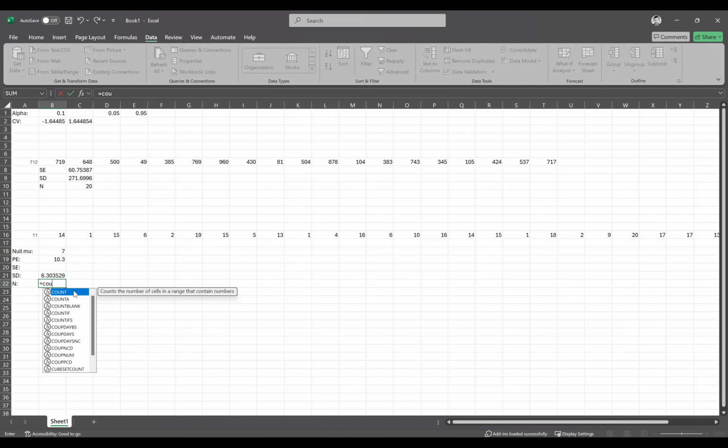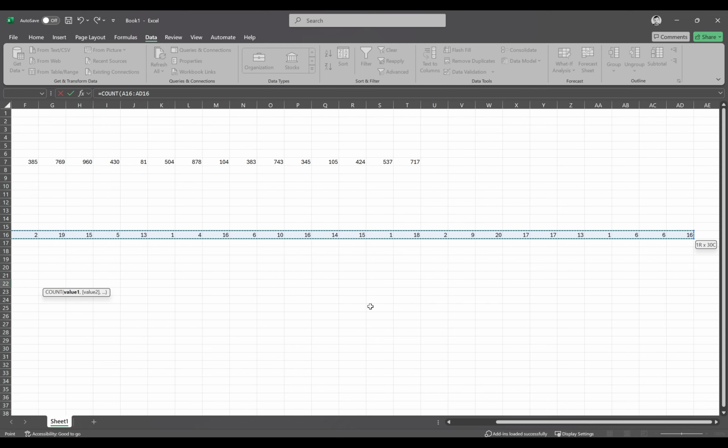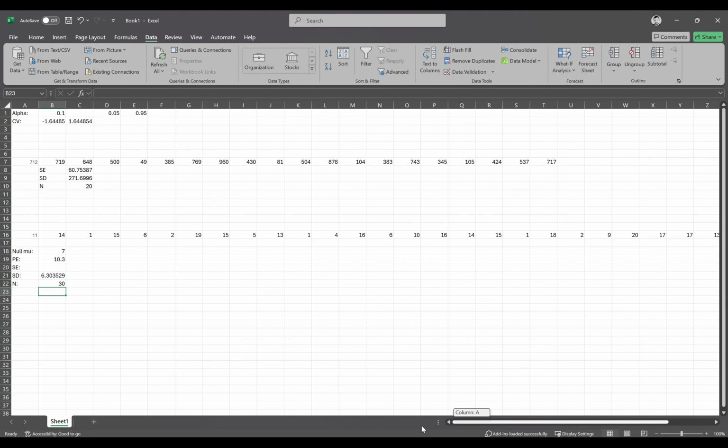So I'm doing the, let's say, count. I'm hitting the tab key to auto-complete. Going to this, hitting Control, Shift, and right at the same time to highlight everything, and then closing the parentheses, and then hitting Enter to go on and calculate that. So there's 30 numbers. Standard deviation is that.